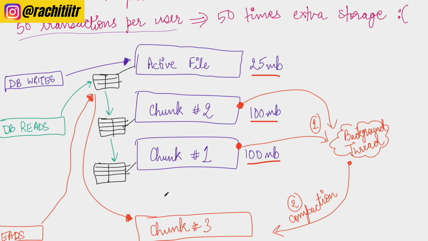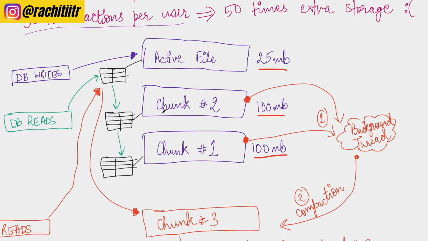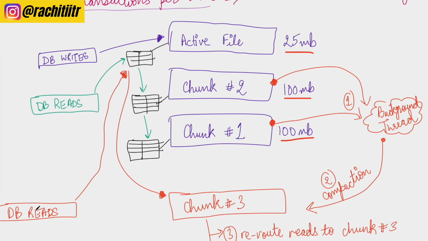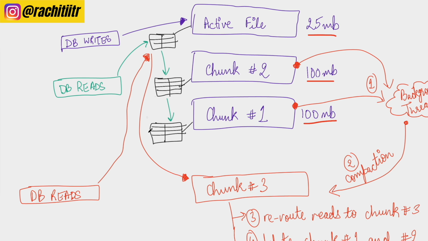But there can be another thing. Since these are read only, no modification is happening on these chunks. So there can be a background thread which can work on these chunks. That's step one. It will take two chunks, for example, or it can take multiple. It will compact them, create a new chunk, and then the reads can now be served using chunk 3 and we can get rid of the old ones. That's the idea. This is how we are freeing the space.